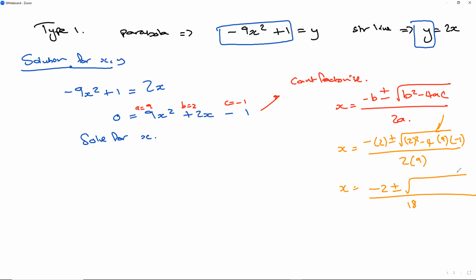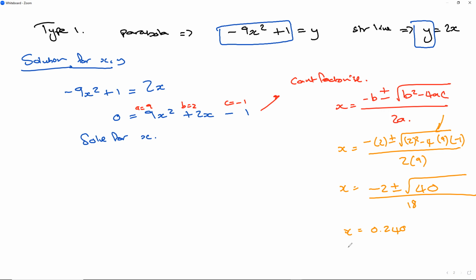And I'm just going to grab a calculator, put the square root button in there. 2 squared is 4, 4 plus 36 is going to be the square root of 40. So therefore, I get two solutions for x. I can have negative 2 plus the square root of 40, which I put on a calculator, over 18, and that comes to 0.240.